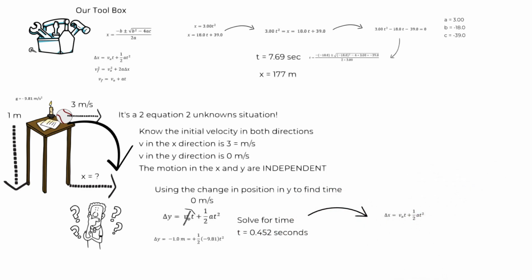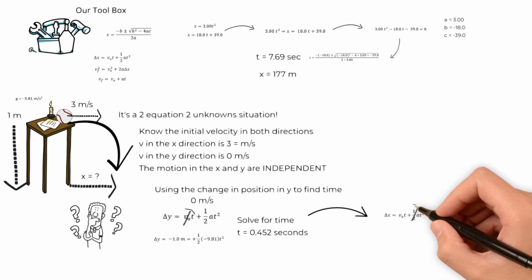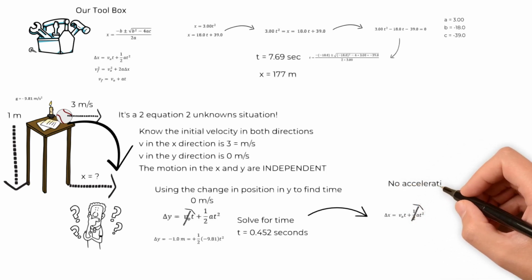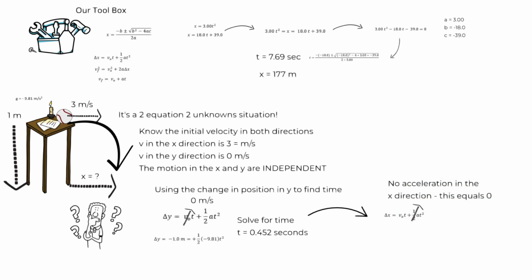Now we can use the other motion to look at the x direction, but this time there's no acceleration. So all we're going to do is plug in time, and we have that initial velocity.